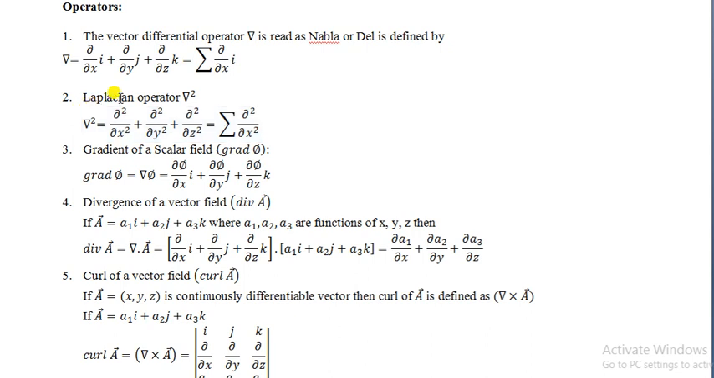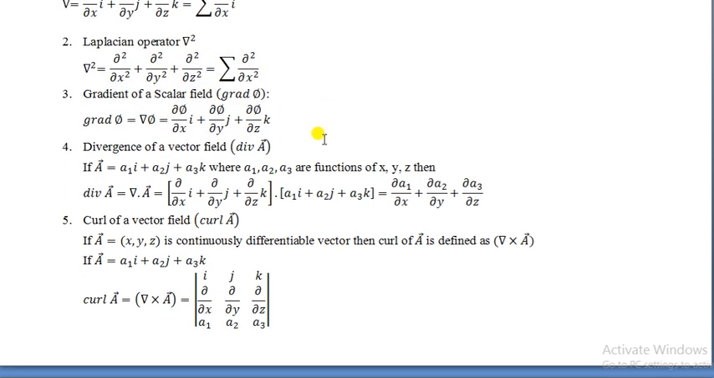Next is the Laplacian operator, denoted as del square. Del square means dou square by dou x square plus dou square by dou y square plus dou square by dou z square, and again it is shortly denoted as the summation of dou square by dou x square. Then the gradient of a scalar field, also denoted grad phi, is symbolically denoted as del of phi.